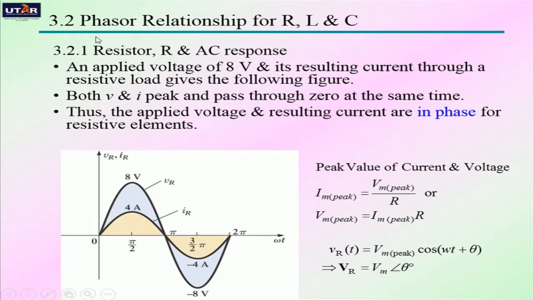In section 3.2, I'm going to show you the phasor relationship among resistance, inductance, and capacitance. So this graph shows us the relationship between current and voltage across a resistor. You can see that they are actually in phase. Both voltage and current are in phase for a resistor circuit.